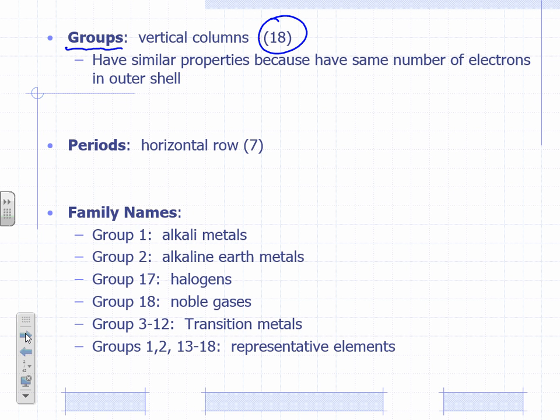Now, how the elements are positioned into those groups: originally they are positioned into those groups based on similarities in their chemical properties. We now know that this is due to their electronic configuration. So in effect, all the elements in group 1 have one outer shell electron.